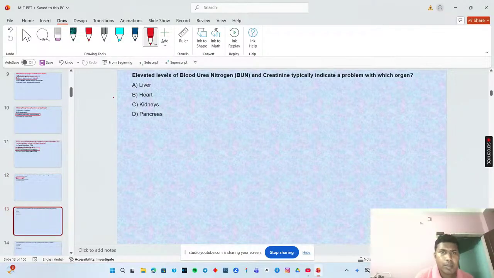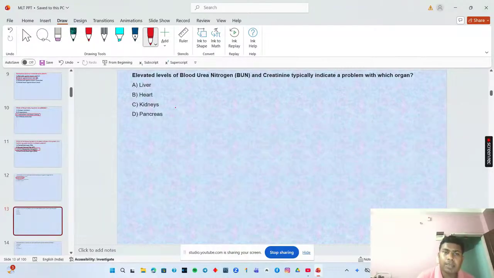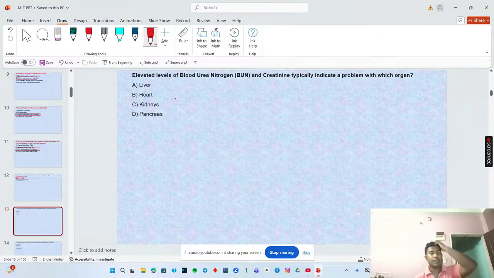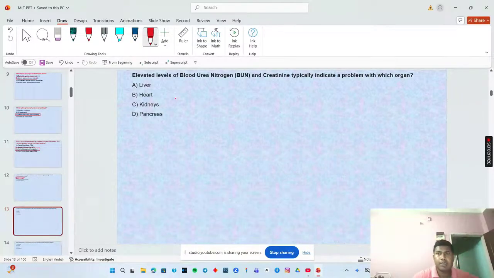Now, elevated level of blood urea nitrogen and creatinine. Elevated levels means raised levels of blood urea nitrogen and creatinine, then which organ is affected? In this question it is given that if someone has raised levels of blood urea nitrogen and creatinine, then which organ is affected? The right answer of this question will be kidneys.